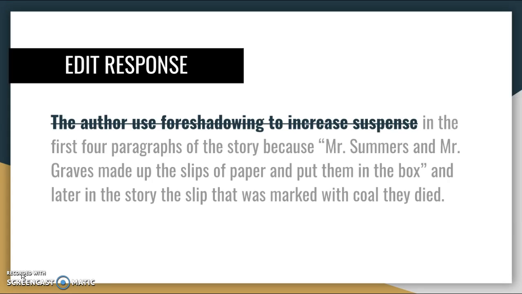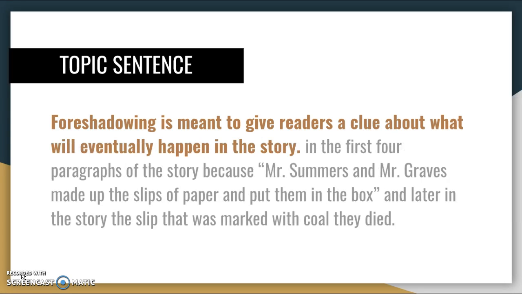Just one topic sentence before we get to the answer. Foreshadowing is meant to give readers a clue about what will eventually happen in the story. So again, that might create suspense, but suspense is not necessarily what foreshadowing is meant to do. It's meant to give readers a clue. And you can take this sentence right out of your notes. This is just a basic sentence about what foreshadowing is. But the reason this is an important topic sentence, and a good one, is because it lets us know what the answer is going to be about. The rest of the paragraph is going to have to tie into foreshadowing.